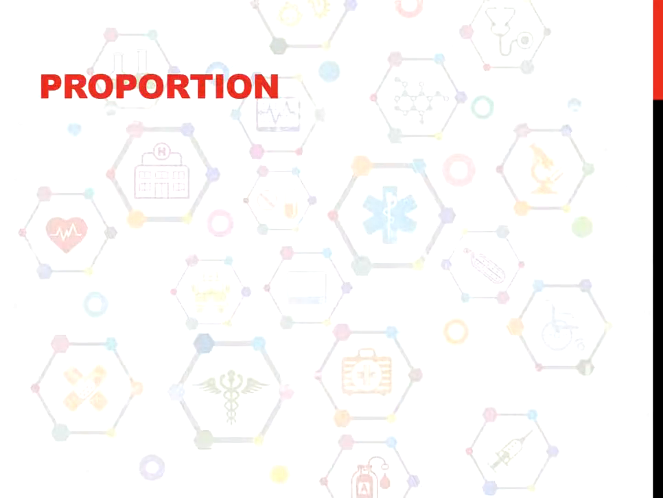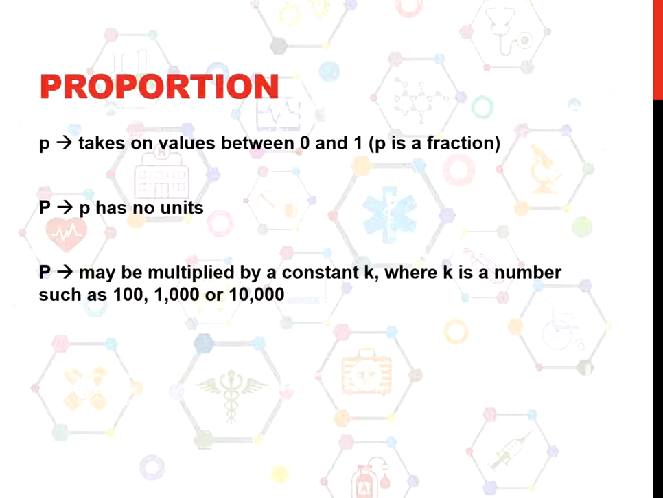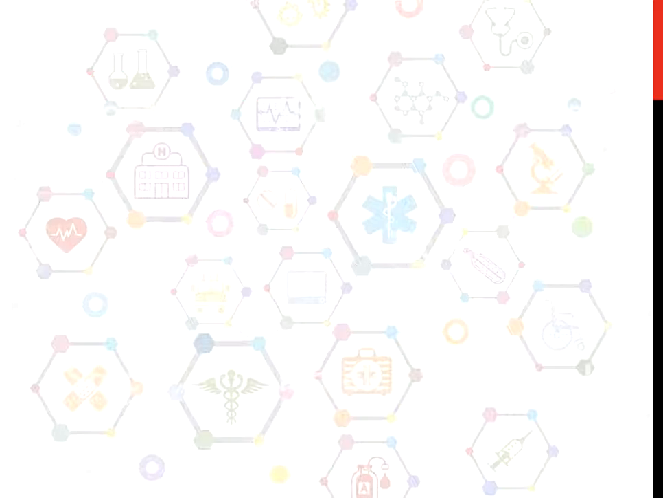Okay, so for part 2 of lecture 4, ratio, rates, and proportion, we will handle proportion naman. So P for proportion takes on values between 0 and 1. So P is a fraction. P has no units, and P may be multiplied by a constant K. Again, may K ulit tayo, where K is a number such as 100, 1,000, or 10,000.